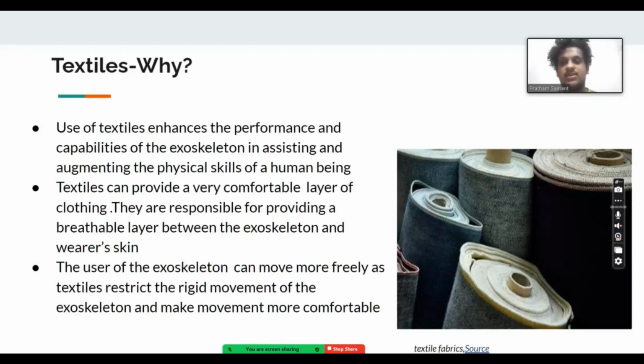Textiles and exoskeletons. The use of textiles enhances the performance capabilities and the physical skills of human beings that use exoskeletons that incorporate textiles. Textiles can also provide a very comfortable layer of clothing. They're responsible for providing a breathable layer between the exoskeleton and the wearer's skin. The user of the exoskeleton can move very freely, as textiles lead to very free and non-rigid movement of the user. As we can see on the right side of this slide here, we have multiple fabrics that are made from textiles.